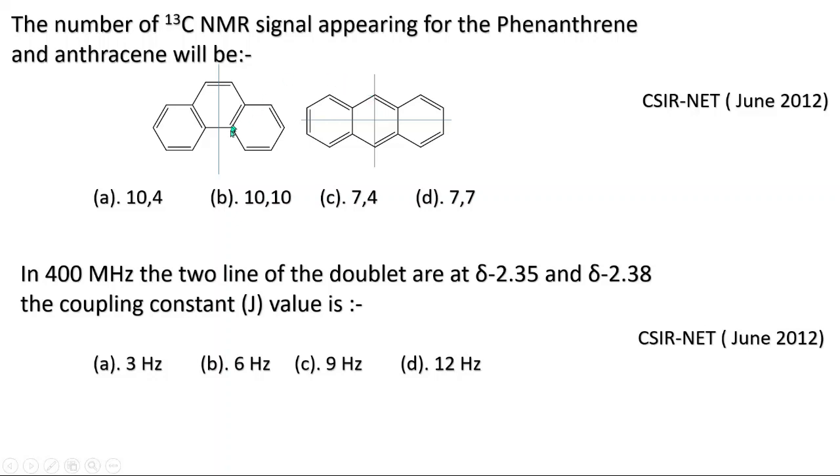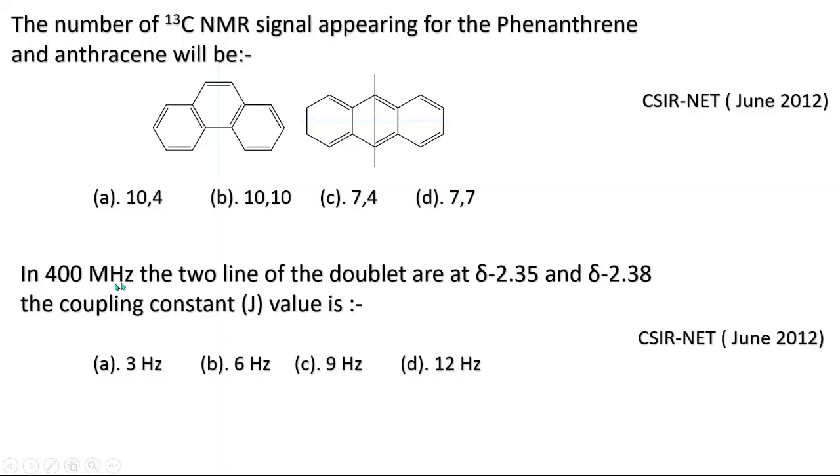In my previous video I said that this will appear as the same signal, but actually, if you see, this will be different because we have a different environment for this carbon and this carbon also. So make that correction. If you have already seen that video, then this will have 7 signals and this will have 4 signals. Now come to the next question.